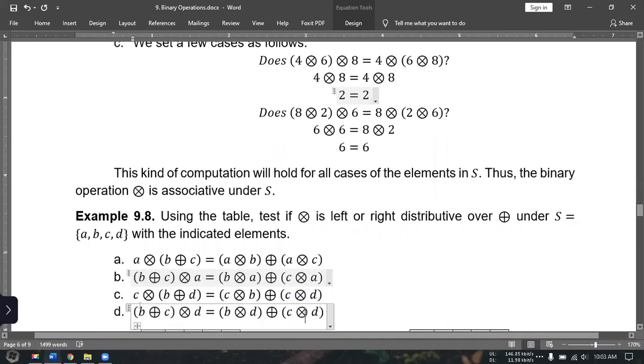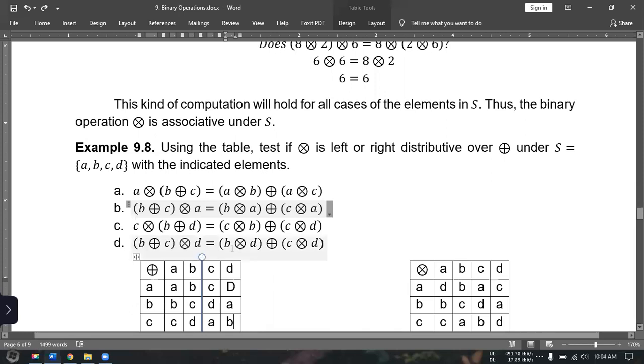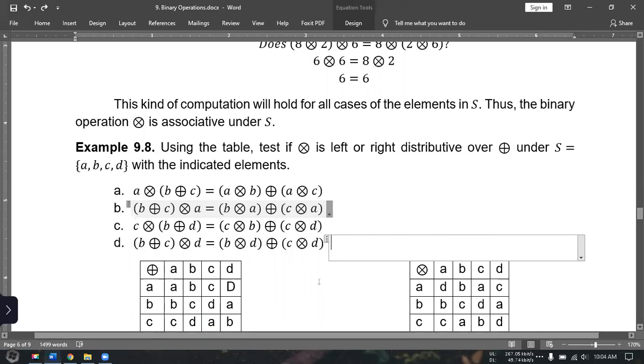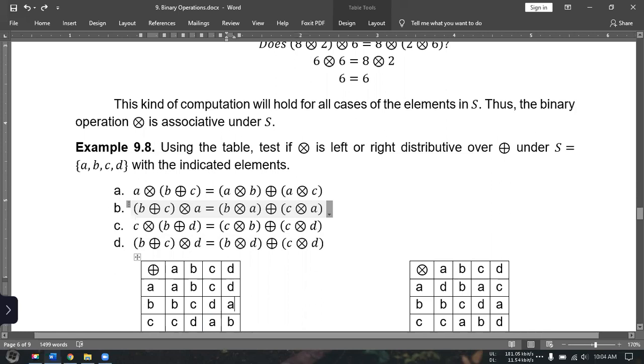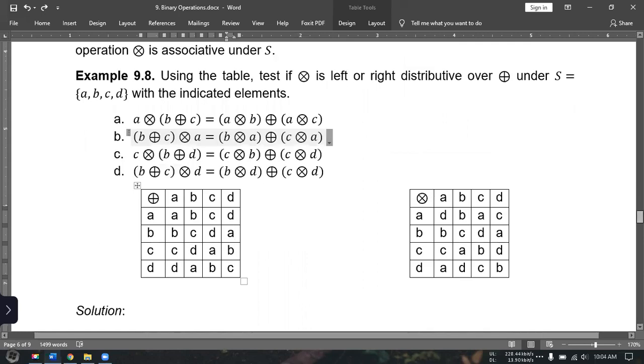And letter B. First, you have to illustrate the addition table and multiplication table of your set. So here is the addition and multiplication, for example. Here's the table. A plus A is A, B plus A is B, and so on. And on the second table, we have the multiplication. A times A is D, B times A is B, and so on.